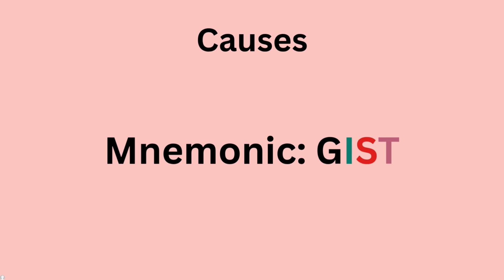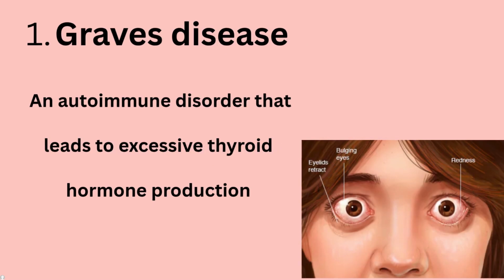Also here there is another mnemonic to know the causes. There are 4 possible etiologies behind hyperthyroidism, and in order to remember them, use the word GIST. The first letter of the word is G. G stands for Graves' disease. This is the most common disease that is associated with hyperthyroidism.